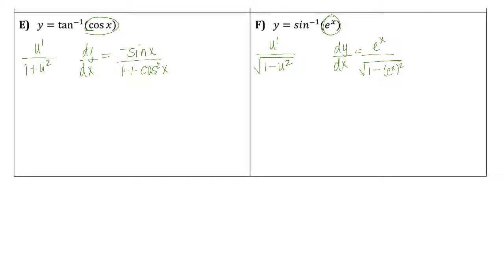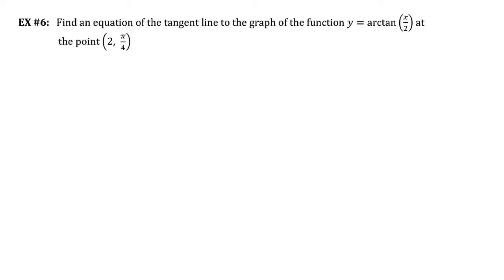And that you might see rewritten to be e to the x over the square root. And remember, exponent raised to exponent, you multiply those, so 1 minus e to the 2x. Don't put x squared there. That's going to be multiplying 2 and x. That's why it's 2x.